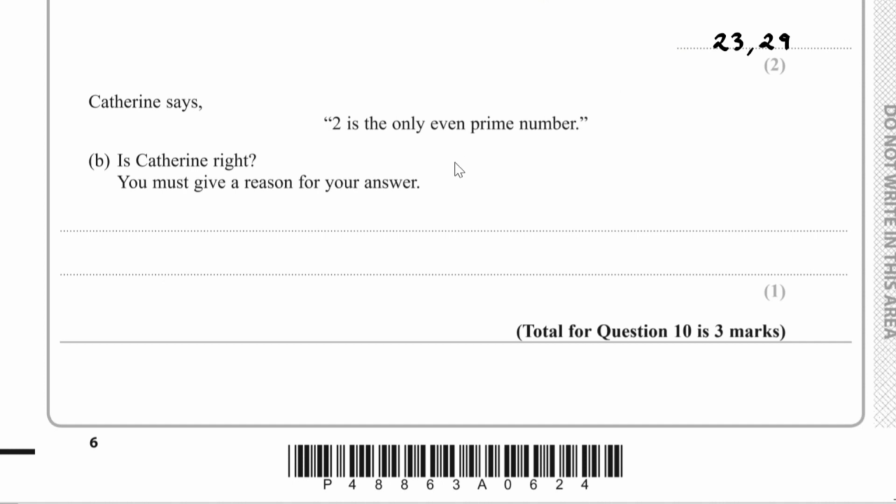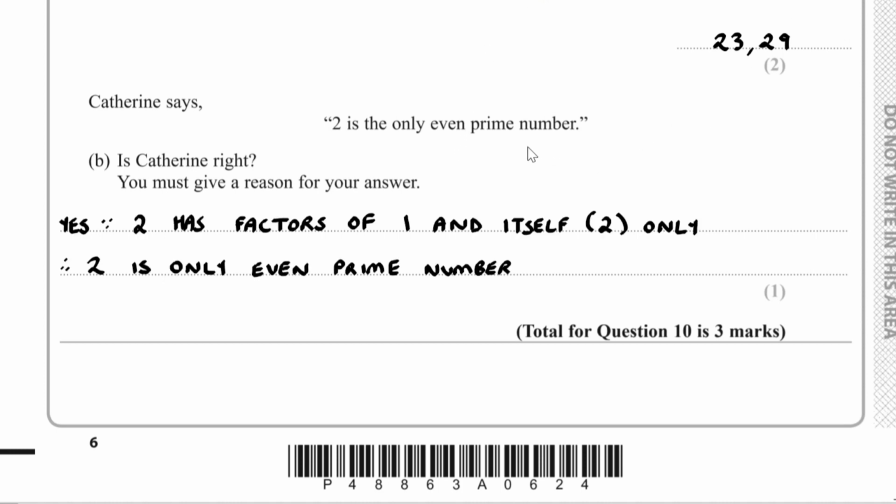And then for part B, Catherine says 2 is the only even prime number. Is Catherine right? You must give a reason for your answer. 2 has factors of 1 and itself only, so it's got factors of 1 and 2. So it is a prime number, so she's correct. Which means 2 is the only even prime number.